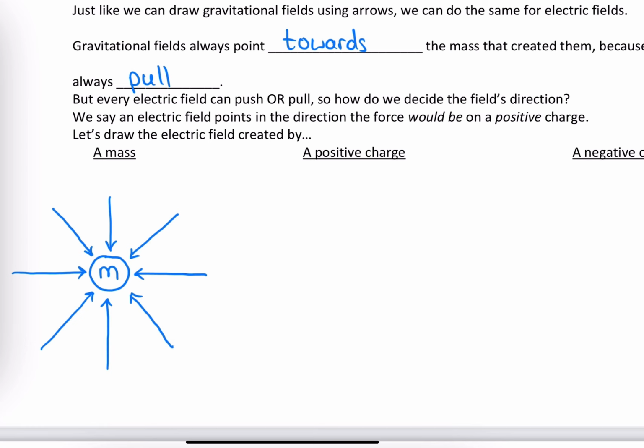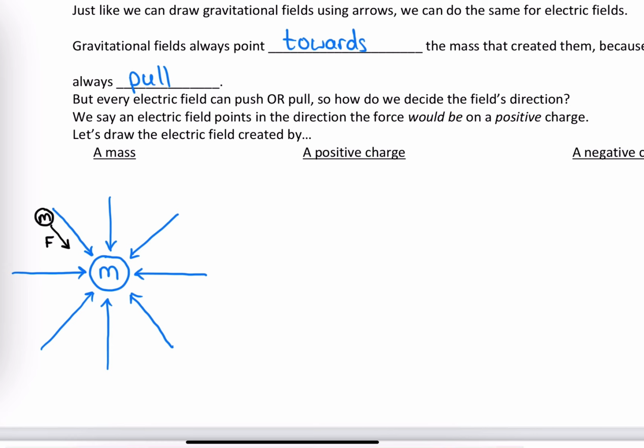And then what that means is if I take another object with mass and I place it somewhere around here, it'll feel a force in the same direction as the field is going. And remember, one thing we said about these field diagrams is they don't just convey direction, they also convey magnitude.